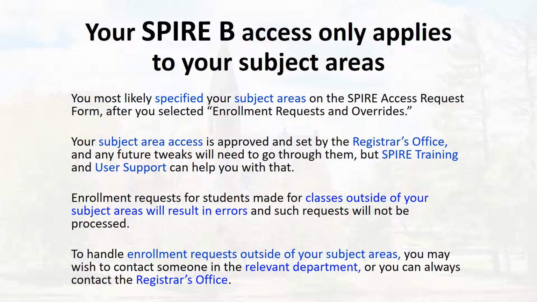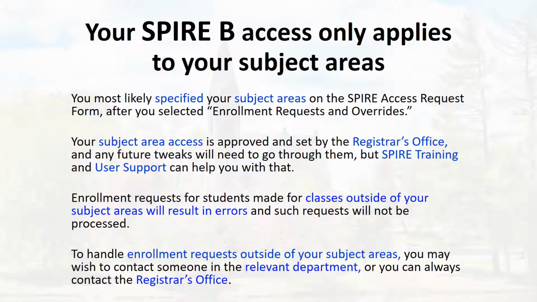Your SPIRE B access, that is to say, your access to perform enrollment requests, only applies to your subject areas. You most likely specified your subject areas on the SPIRE Access Request form after you selected Enrollment Requests and Overrides. Your subject area access is approved and set by the registrar's office, and any future tweaks will need to go through them. But SPIRE Training and User Support are more than happy to help you with that.